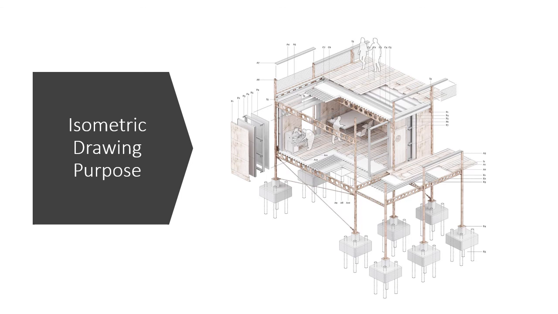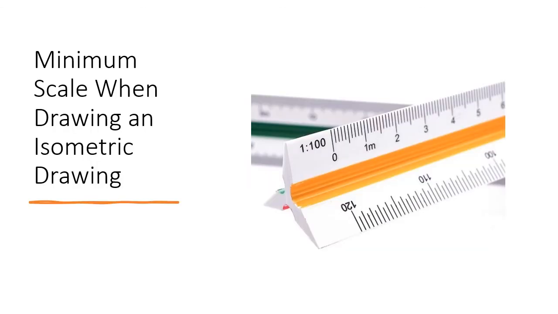So what's the minimum scale when drawing an isometric drawing? Unless you are doing it on computer-aided design software and you're going to print it on a preferred scale, a manually drawn isometric drawing should be at a scale of 1 to 100, the minimum, because it is the most approachable and can even be drawn on a small format paper like an A4. So there's no shortcut for this.